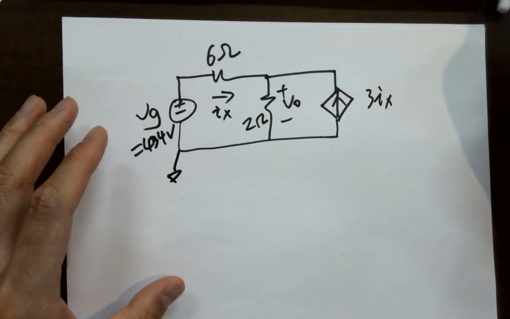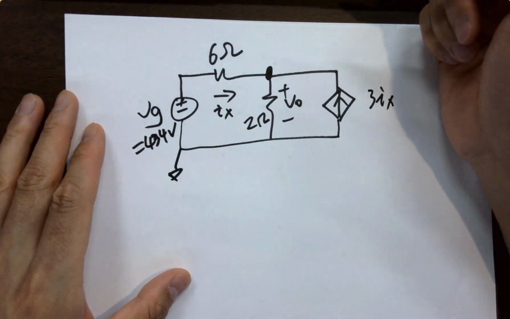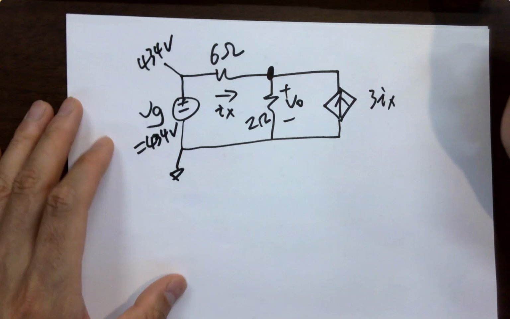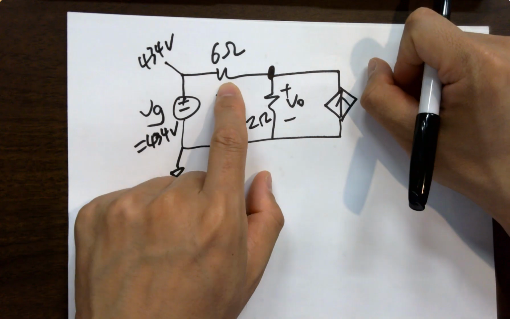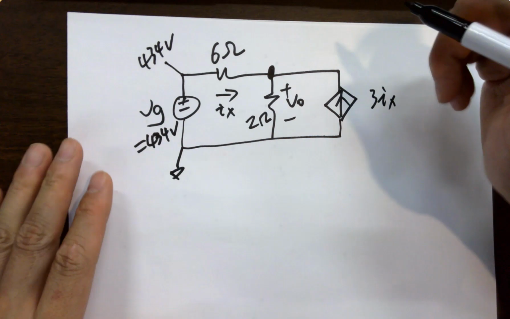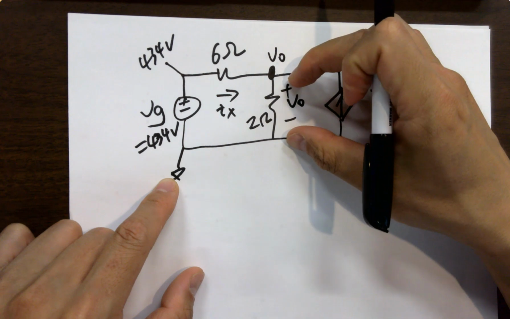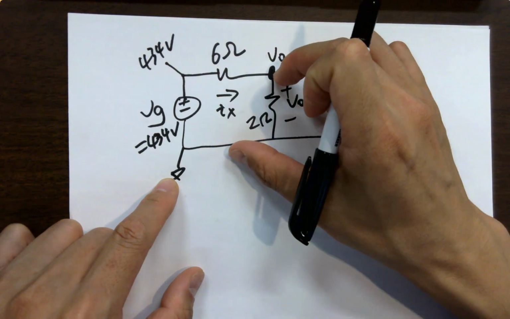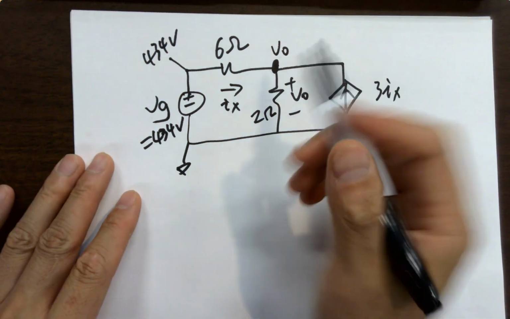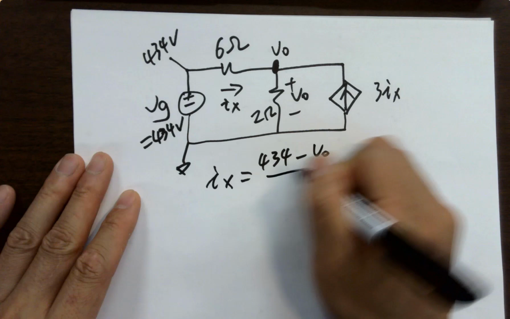How many nodes are unknown? It's just one. What's the voltage here? What's the voltage of this resistor? Another invalid statement. What's the voltage here if I ground it? V naught. That's the voltage across the resistor, but also the voltage across the two terminals, right? So this is ground, this must be V naught. What is Ix? 434 minus V naught over 6 ohms.